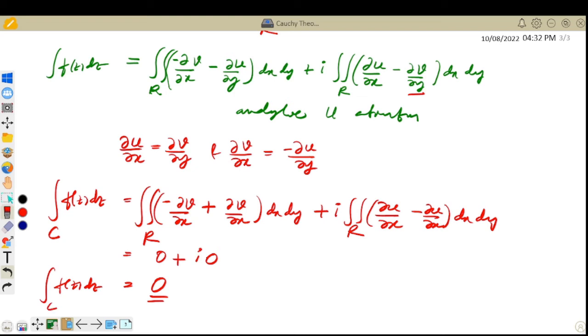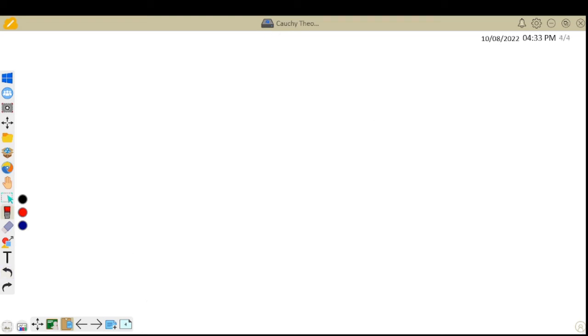Okay, we shall also observe some consequences of Cauchy's theorem. What are the consequences of Cauchy's theorem? So let us write consequences of Cauchy's.